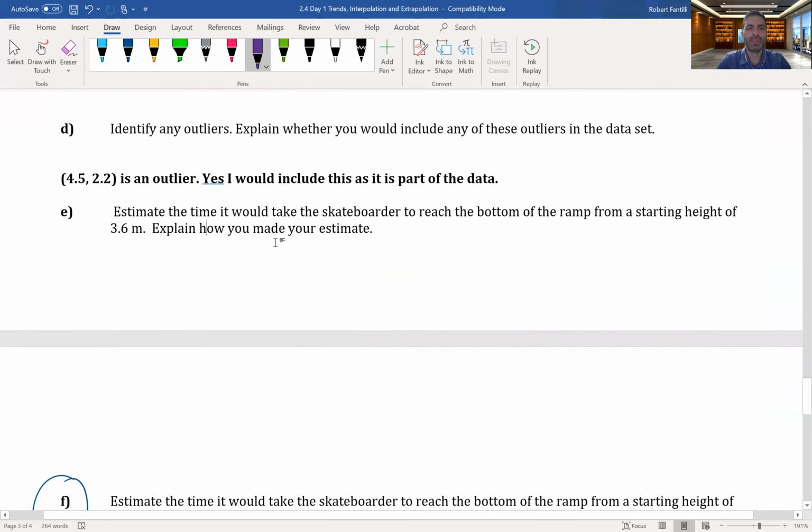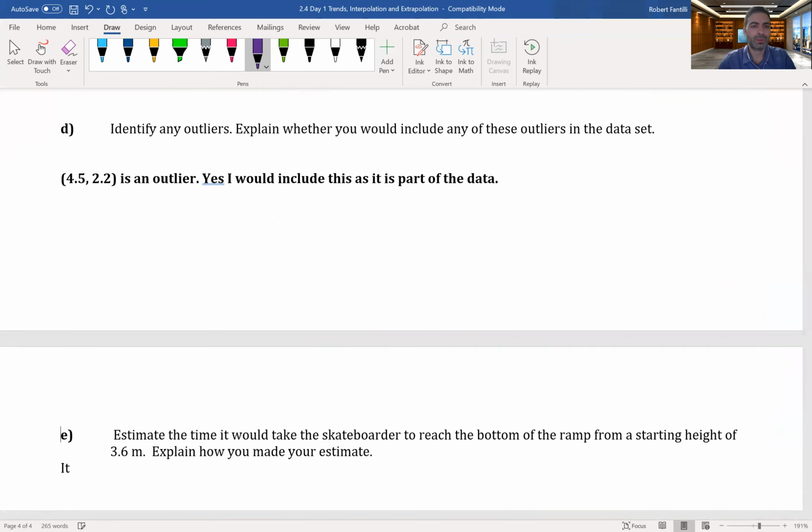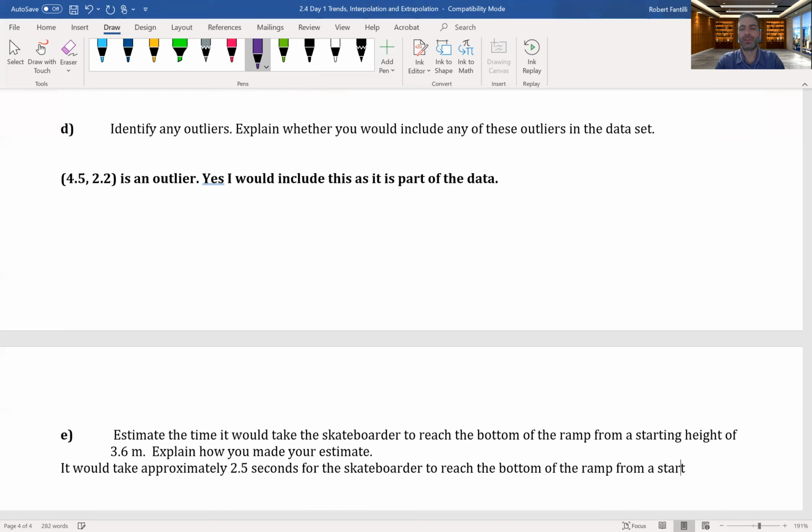So estimate the time, and we're just going to say here, mine's going to show up down below, no big deal. It would take approximately 2.5 seconds for the skateboarder to reach the bottom of the ramp from a starting height of 3.6 meters. Explain how you made your estimate. I used the line of best fit, which is really your trend line, right, to estimate.